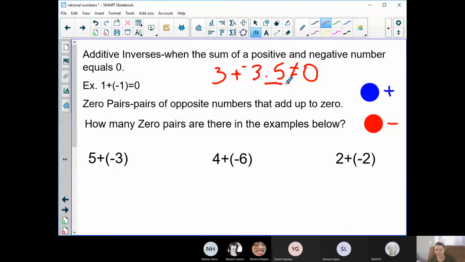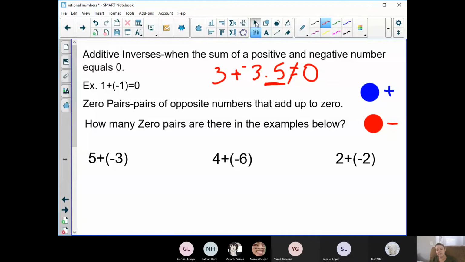Okay, because of this extra little piece here. You see how they're not exactly the same with one positive, one negative? We have this extra half tacked on. So if they're not exactly the same, with one being positive, one being negative, it's not going to be an additive inverse. Zero pairs, which you probably saw in the flip book that you got yesterday, are pairs of opposite numbers that add up to 0. So again, 1 and -1 would be a zero pair, okay?